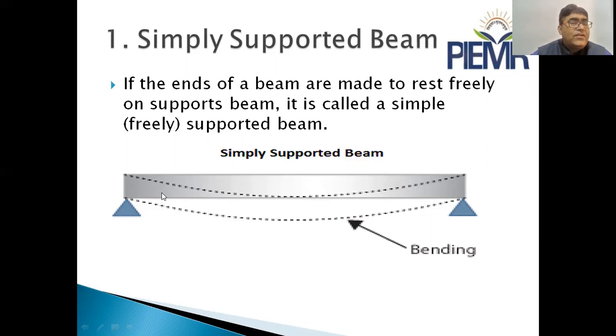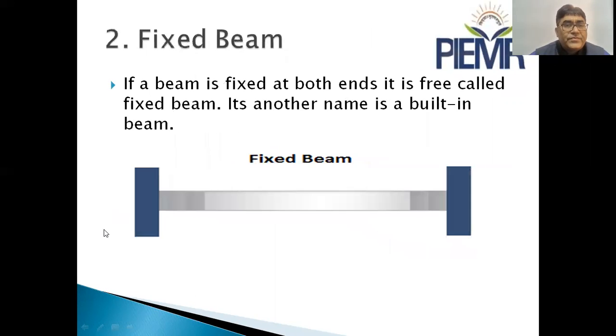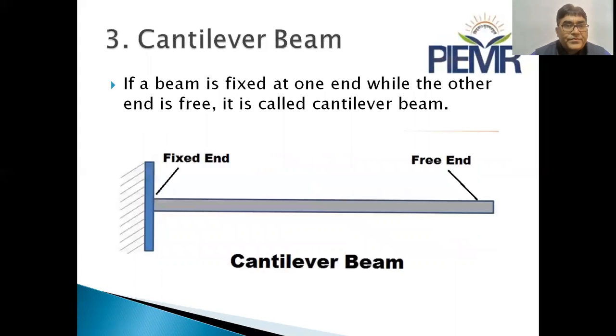Usually the beam is originally straight. After some time, due to the loading effect, the beam tends to bend. The second type is the fixed beam. If a beam is fixed at both ends, it is called a fixed beam. Its another name is a built-in beam. The figure is given below.